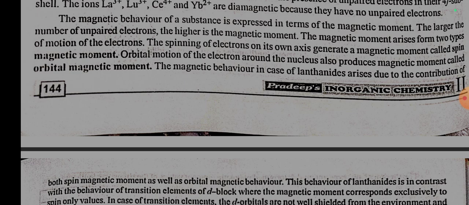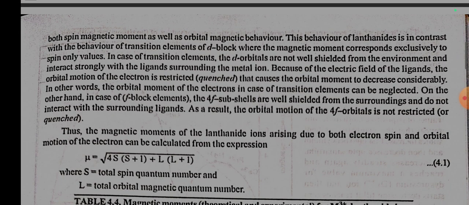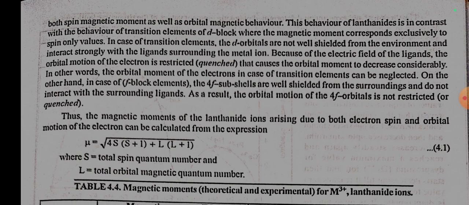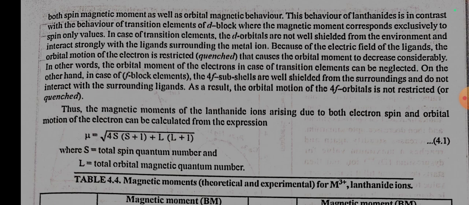The magnetic behavior in the case of lanthanides arises due to the contribution of both spin magnetic moment as well as orbital magnetic moment. This is in contrast with the behavior of the transition elements of the d block, where the magnetic moment corresponds exclusively to spin-only values. In transition elements, the d orbitals are not well shielded from the environment and interact strongly with the ligands surrounding the metal ion. Because of the electric field of the ligands, the orbital motion of the electron is restricted. That causes the orbital moment to decrease considerably. In other words, the orbital moment of the electrons in transition elements can be neglected.